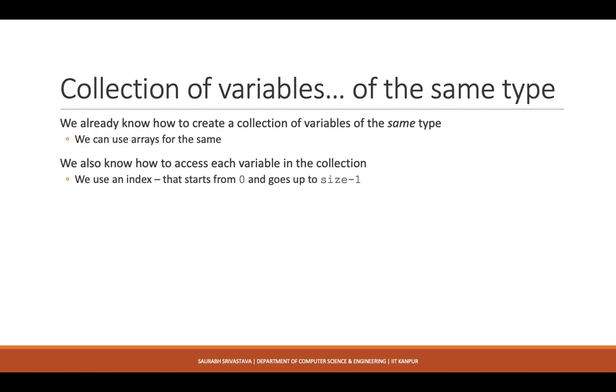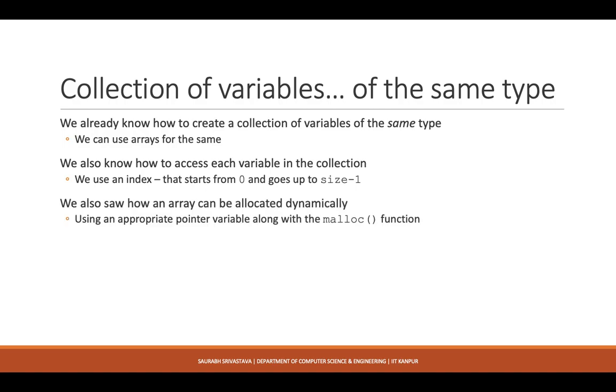And we also know how to access each variable in that collection. We simply use an index. This index starts from 0 and moves up to size - 1, where size is basically the number of elements in that particular array. We also saw how an array can be allocated dynamically. So let us say the size of the array is inputted by the user. Then you can use something like the malloc function.